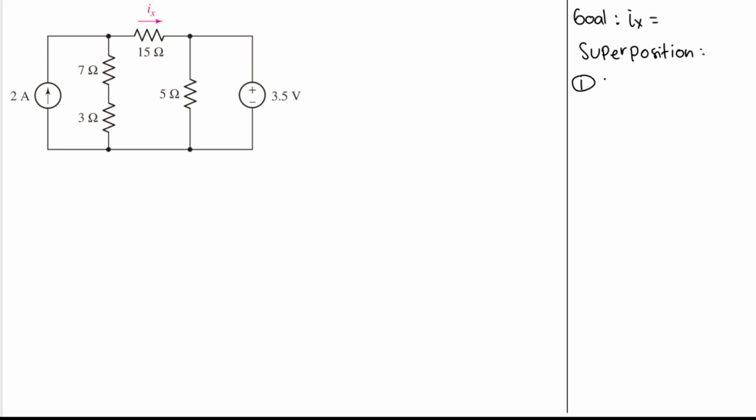So split the circuit according to the number of independent sources. Here we have a voltage source, which is 3.5 volt, and this current source, which is this 2 ampere. So we need to split this into two circuits, and in each circuit we turn off one of the sources. So we need to turn off sources.